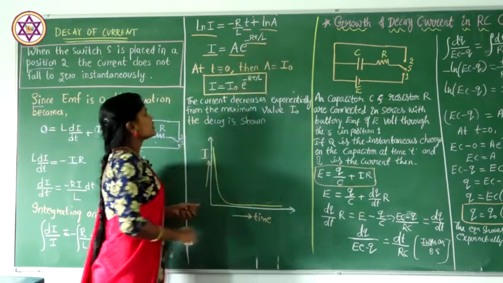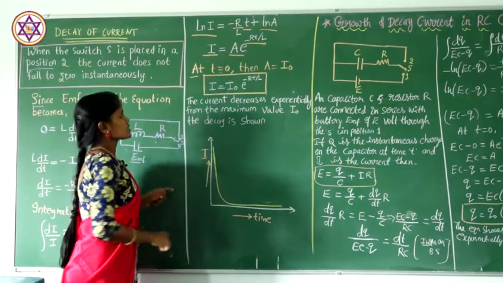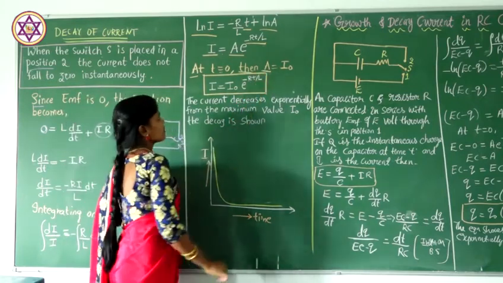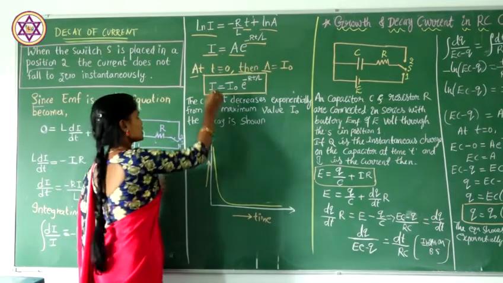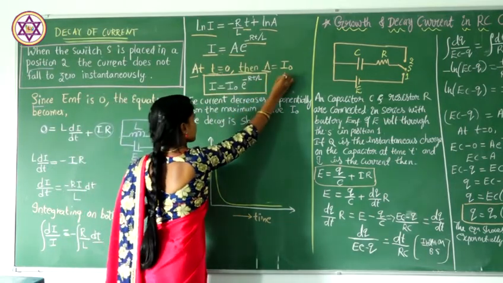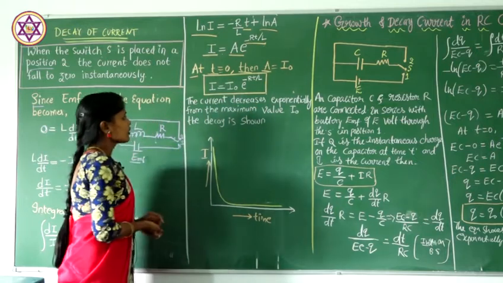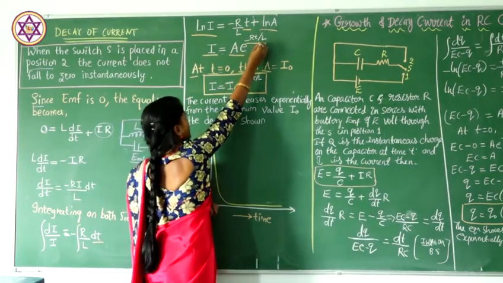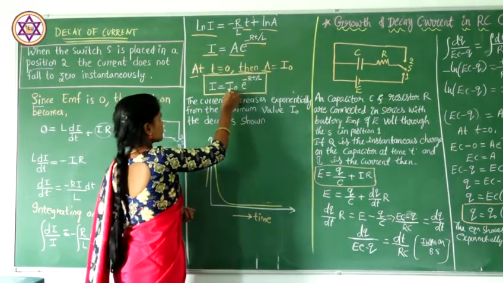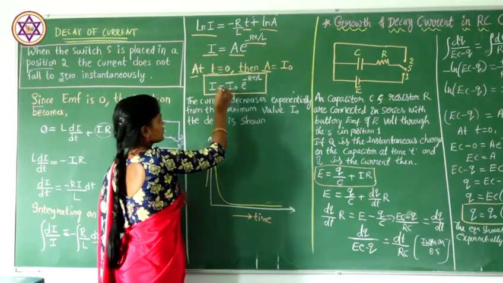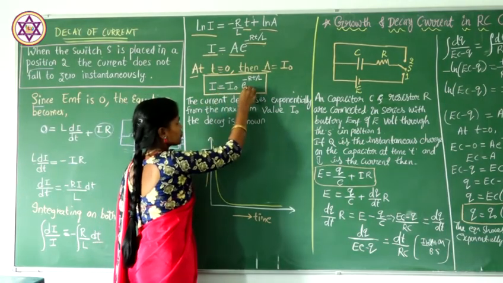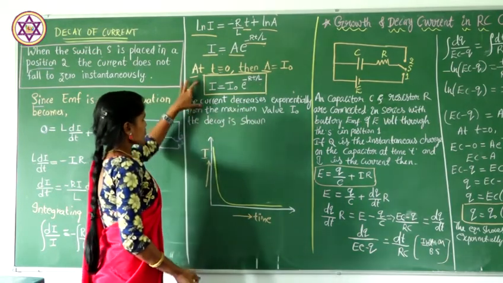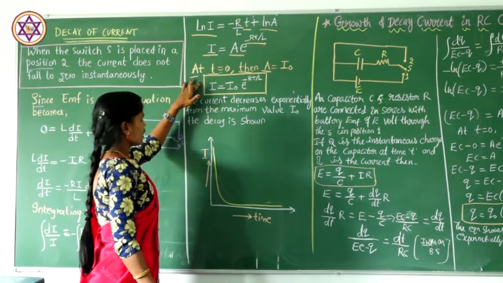Next, take t equal to 0, where the current is the initial current, so A is equal to I naught. The equation becomes I is equal to I naught e to the power of minus Rt by L. This is the equation for decay of current in an RL circuit.